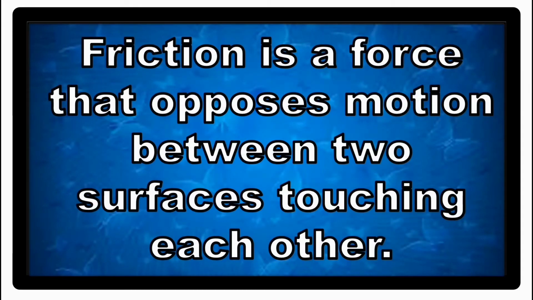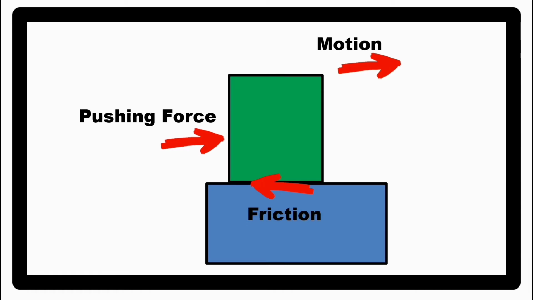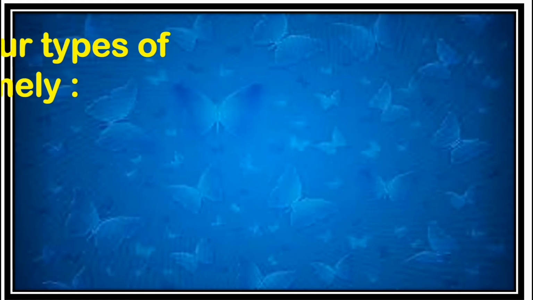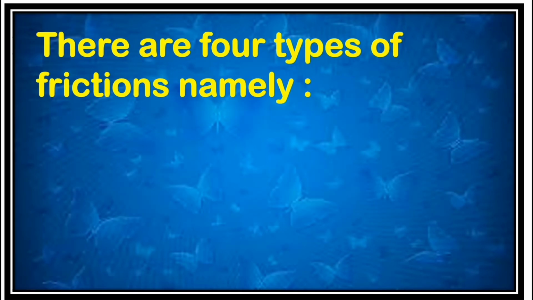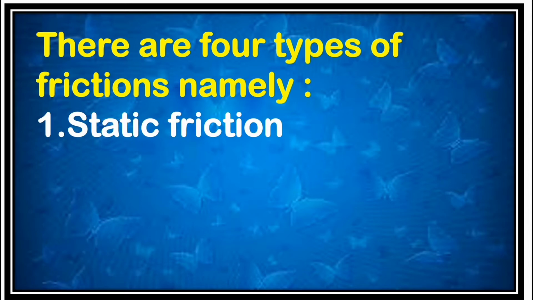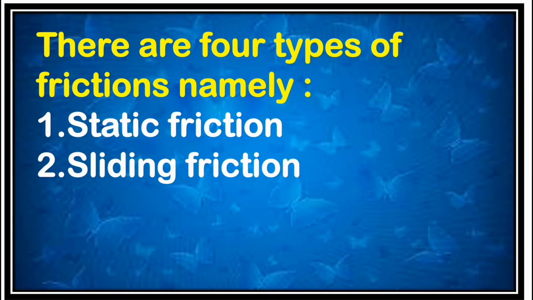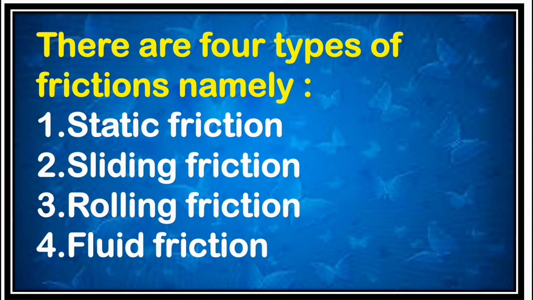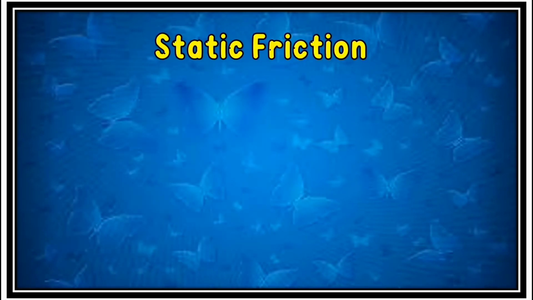Friction is a force that opposes motion between two surfaces touching each other. Types of frictions. There are four types of frictions, namely static friction, sliding friction, rolling friction, and fluid friction. Let us first study what is static friction.